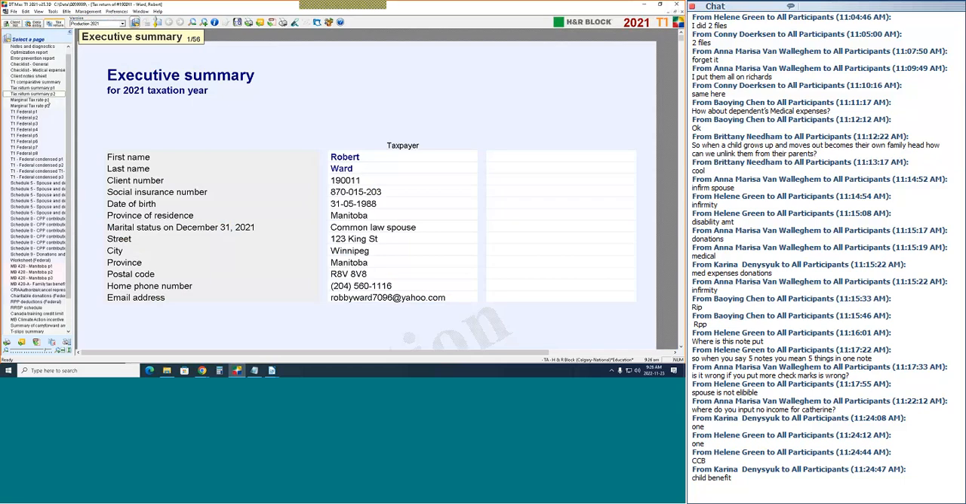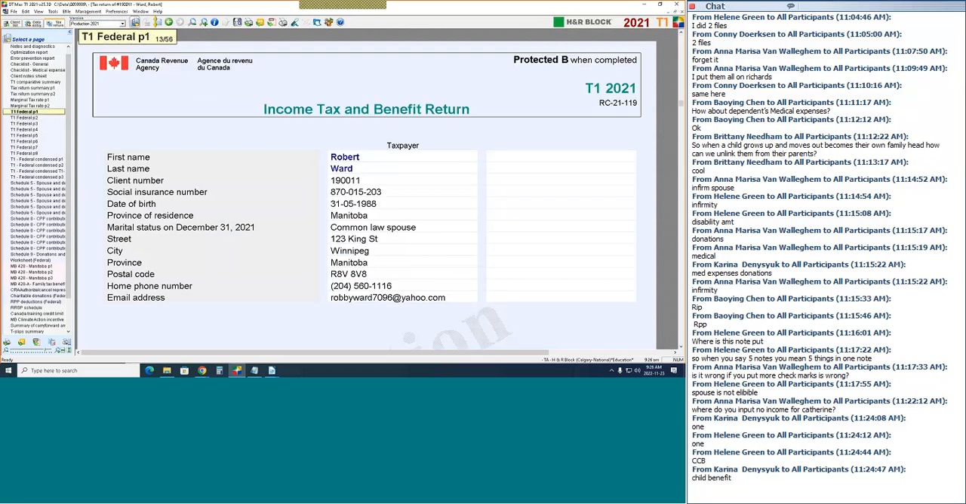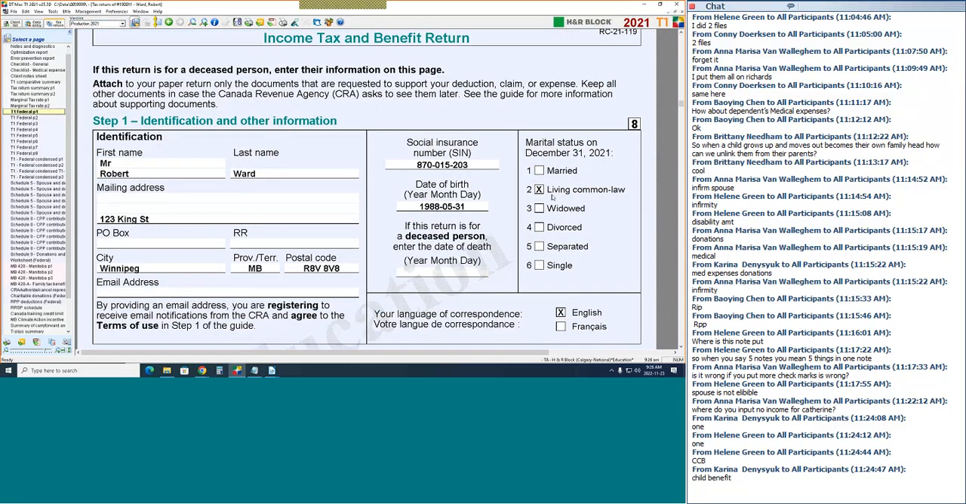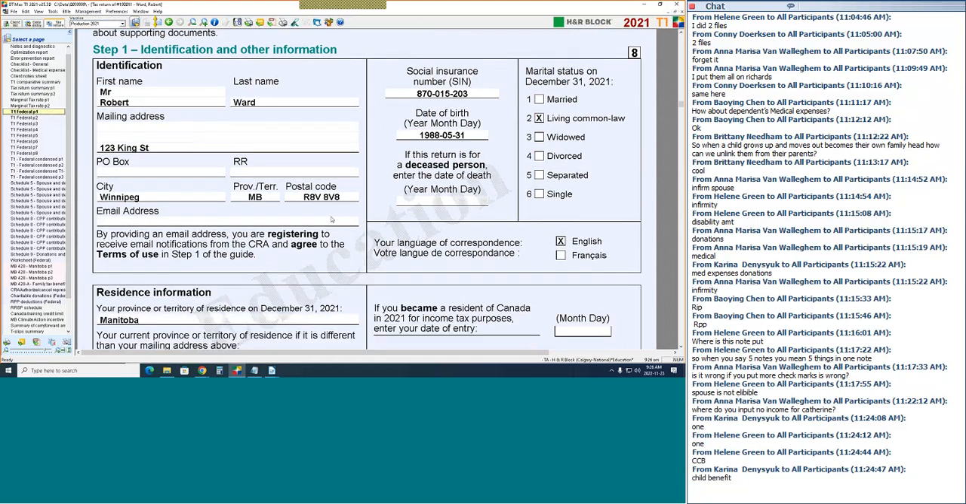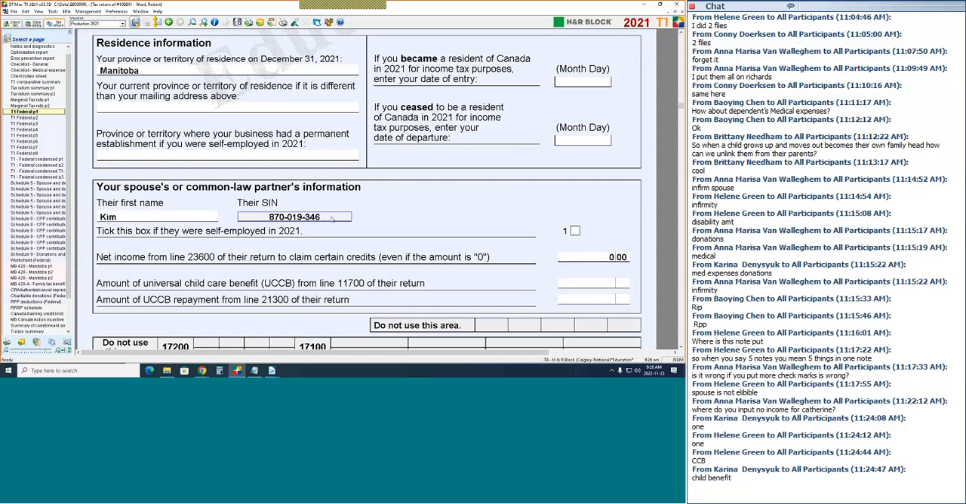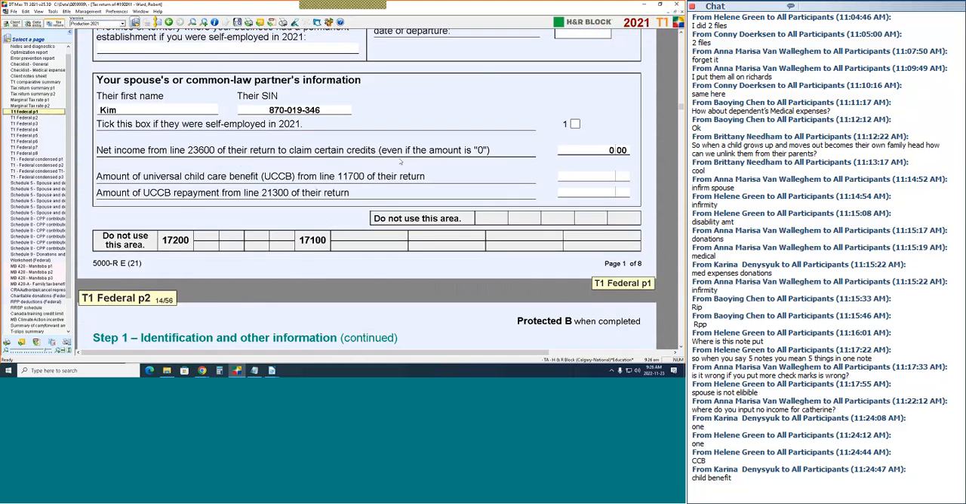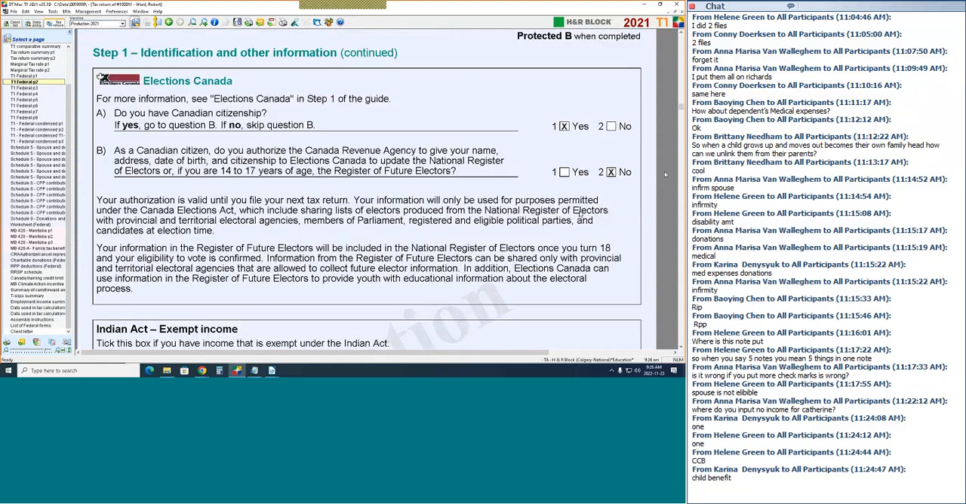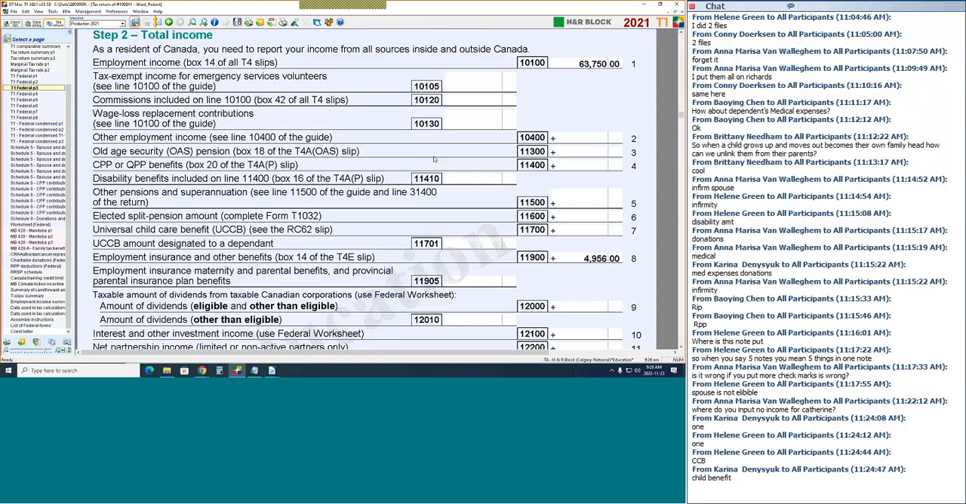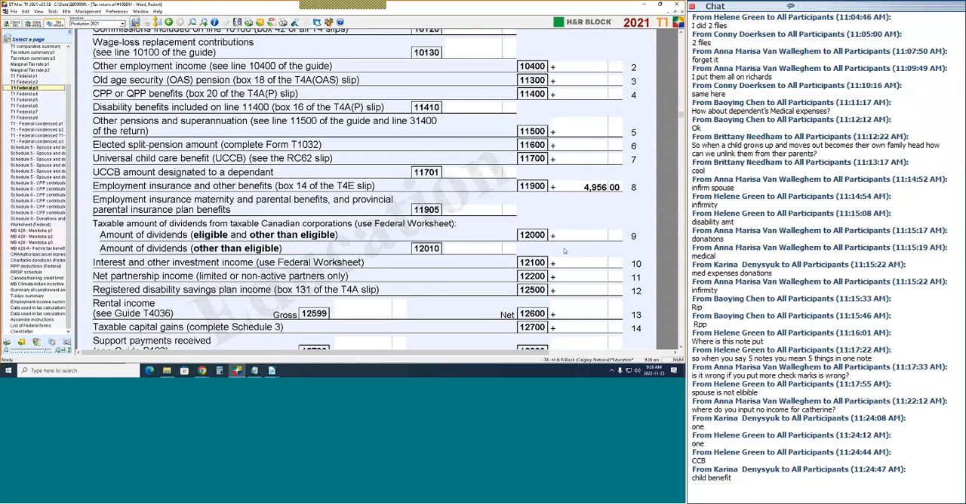So going into Robert Ward, on the first page, make sure you have living common law. Make sure you have the address in. Kim's information will be in there with 0 for net income. You can only get that if you've cleared your warnings. You should always, always clear your warnings. And we have a yes and a no. Double check that. We had some EI income. The EI income is there.